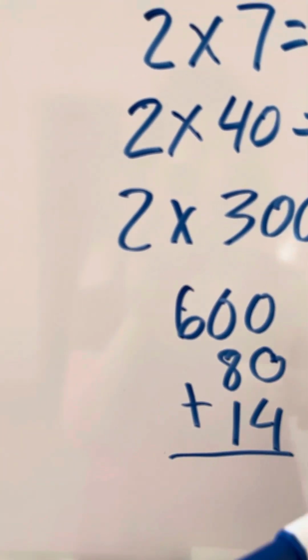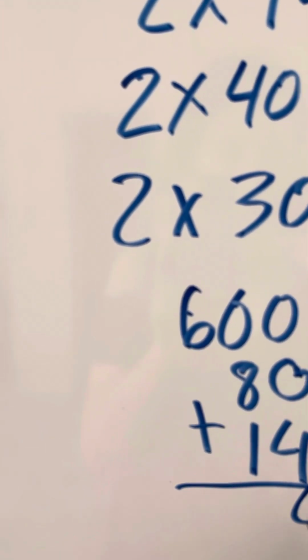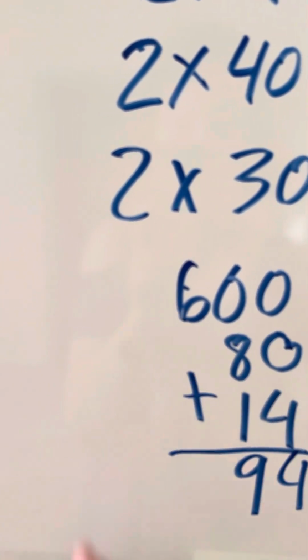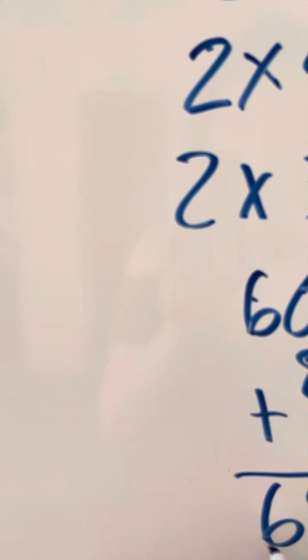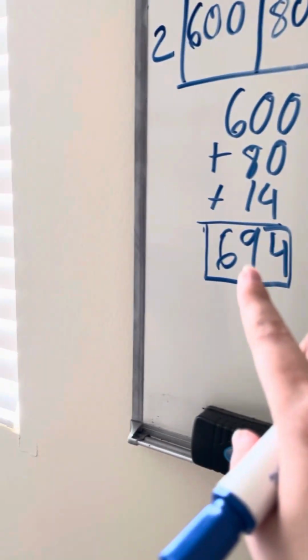So let's see, look, 0 plus 4 is 4, 8 plus 1 is 9, and obviously that's a 0, so we don't worry about it. 6 plus 0 is 6. And see, look, my answers are the same.